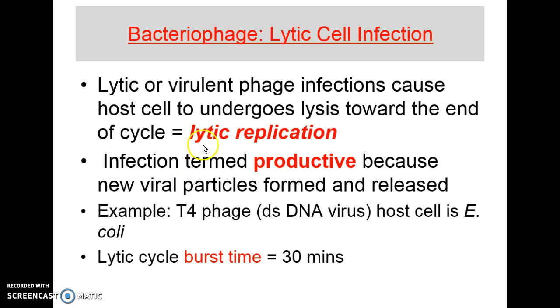Lytic viruses go through lytic replication. This is a productive form of viral replication because viral particles will be produced as a result of this lytic replication cycle. An example of a bacteriophage that goes through the lytic replication cycle is T4.